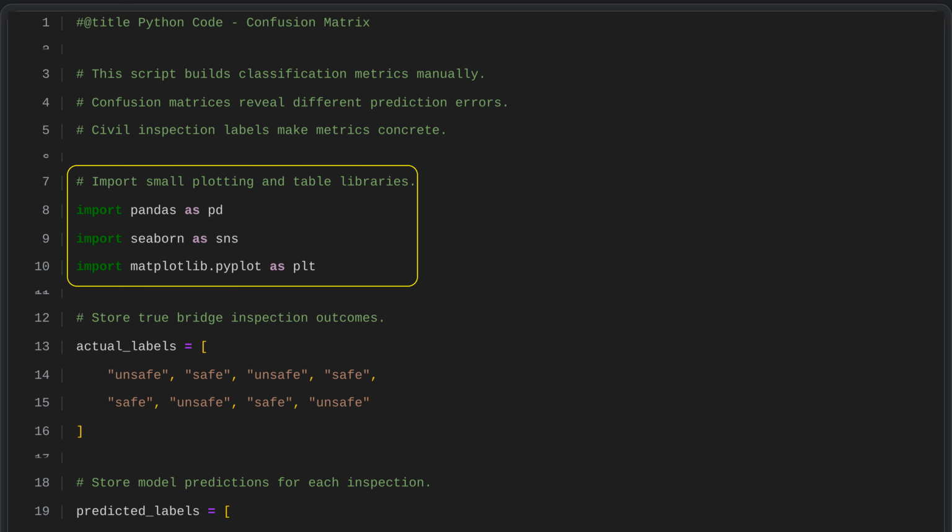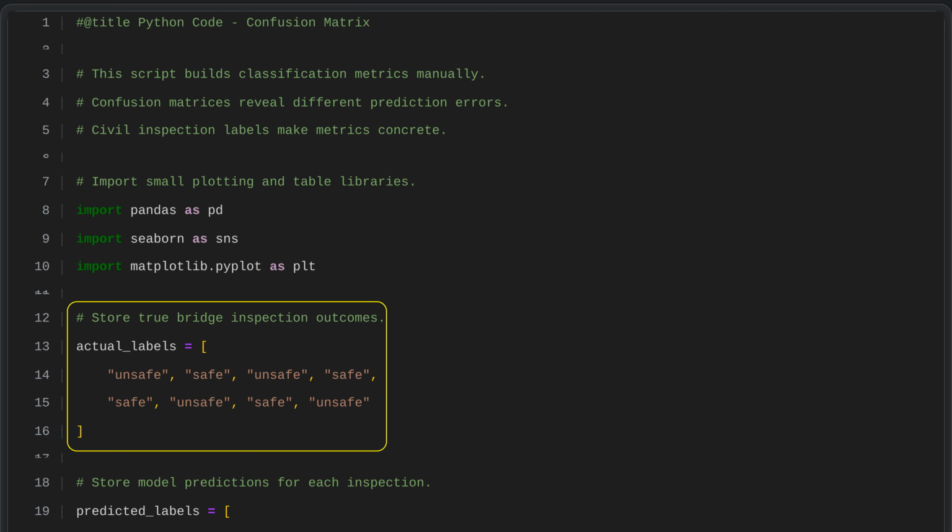This script imports 3 key Python libraries for data analysis and visualization. Pandas handles tabular data. Seaborn creates clear statistical graphics, and Matplotlib PyPlot supports building visualizations. Together, they provide the tools needed to create and display the confusion matrix and related metrics.